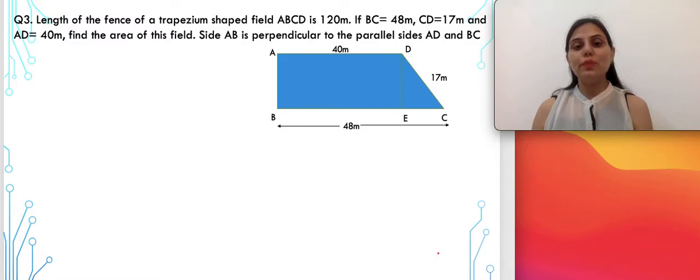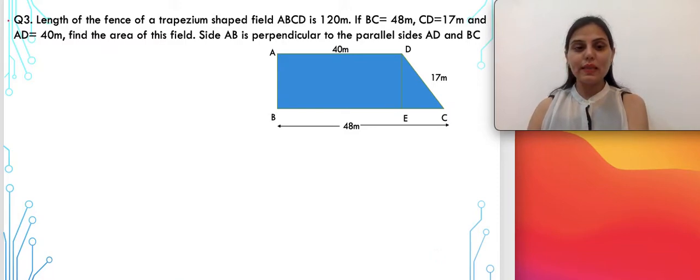Length of the fence of the trapezium is already given as 120 meters. The sides BC, CD and AD are also given. We need to find the area of this field. For finding the area of the trapezium, we need to know the two parallel sides, which in this case are already given. AD and BC are the parallel sides, but we need to find the length of AB. So first of all, let us find the length of AB.